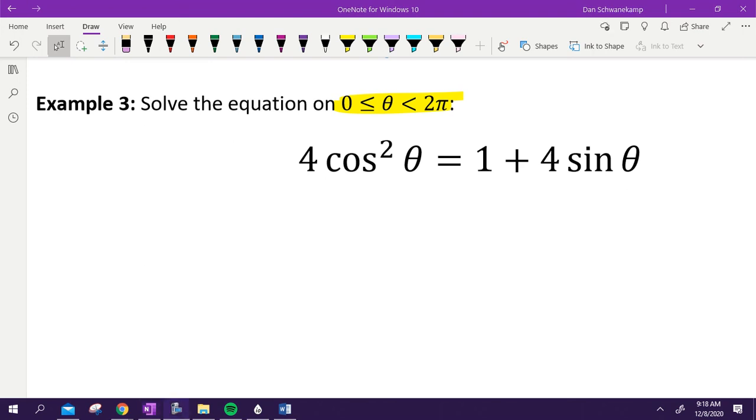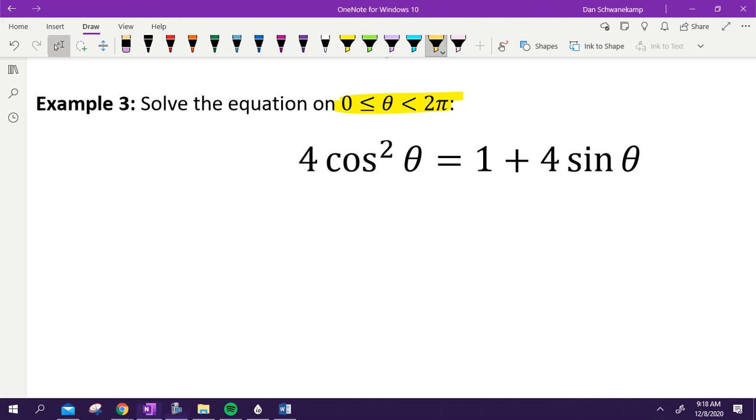Here we go. Looking at example 3. 4 cosine squared theta equals 1 plus sine theta. What's the first thing we notice here? They're different. I don't like different, so I got to do a substitution. Okay, I want them all to be sine or cosine. So I'm going to substitute. What am I going to substitute in for? The cosine squared or the sine?